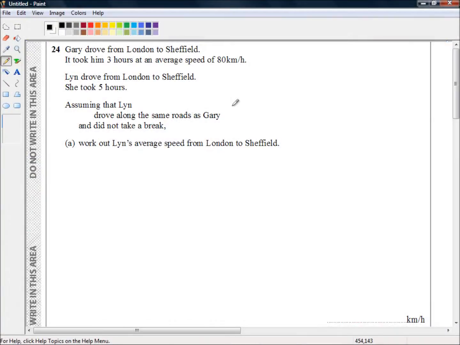Hello and welcome to the Edexcel GCSE New Style grades 9 through 1 paper 1MA1/1F. This is the first paper in the foundation tier and we're picking up in question 24.